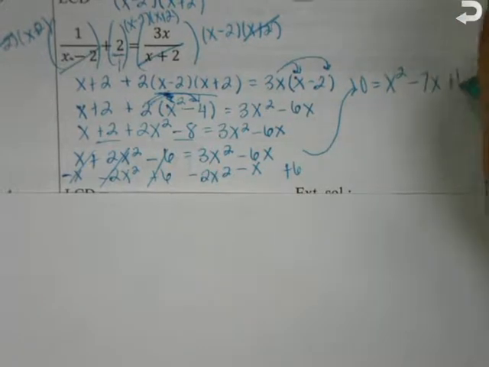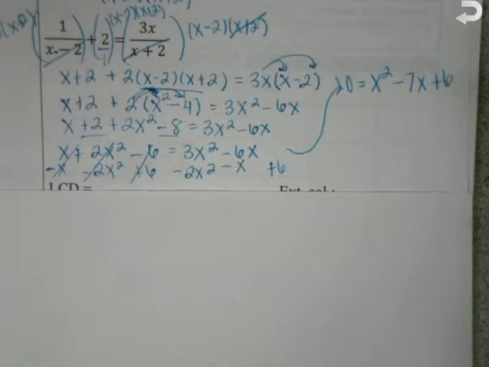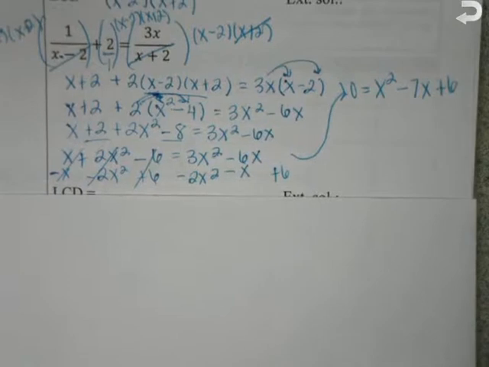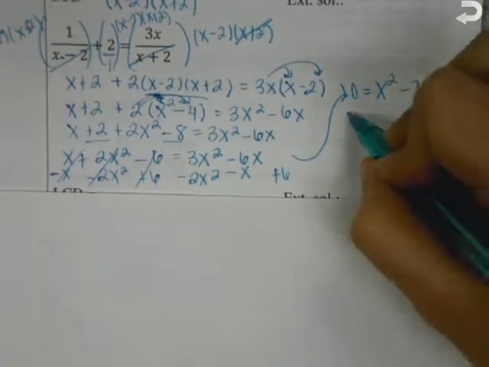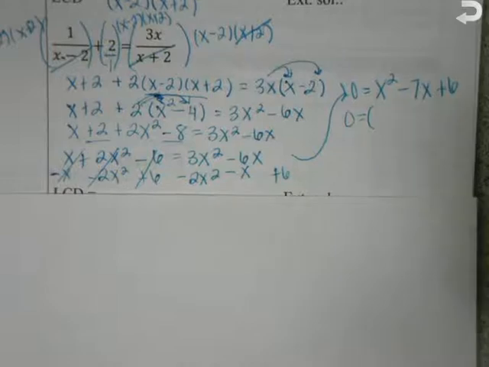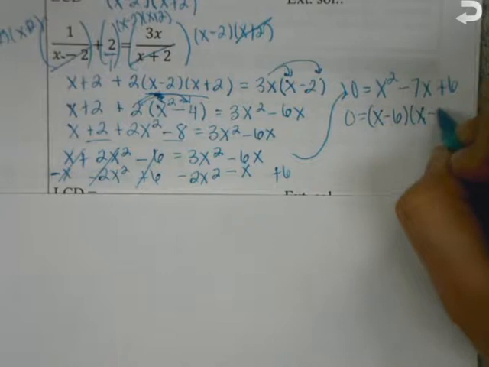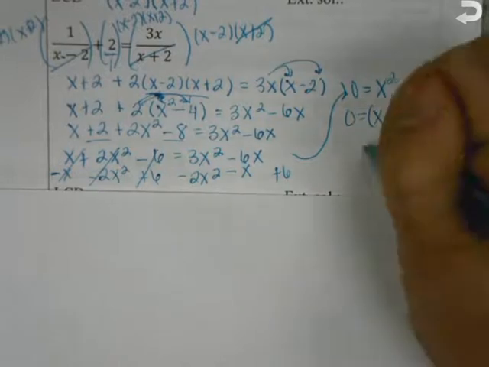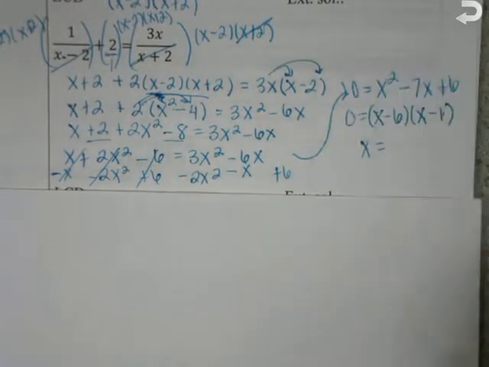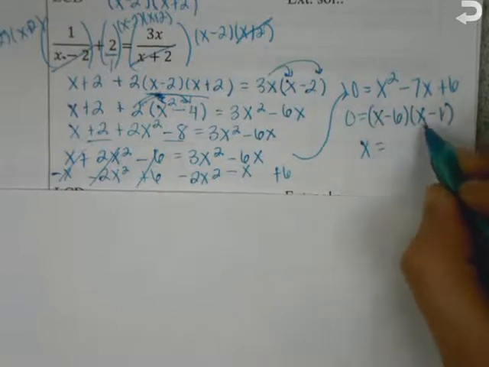This should be nice. How does that factor? Negative 6 and negative 1. So what would x equal? If we have x minus 6 times x minus 1, x will equal positive 6 and positive 1.